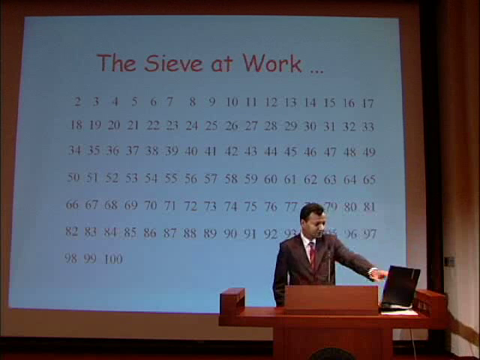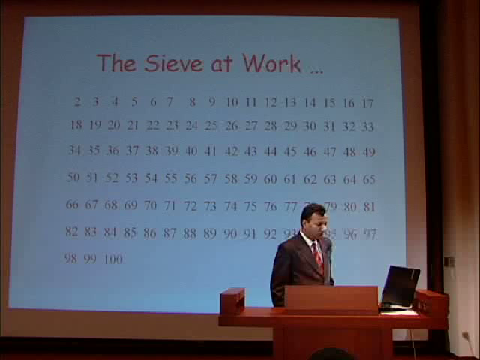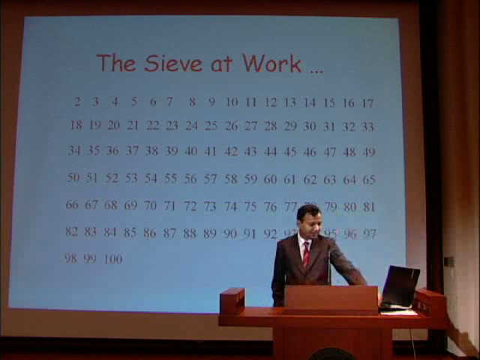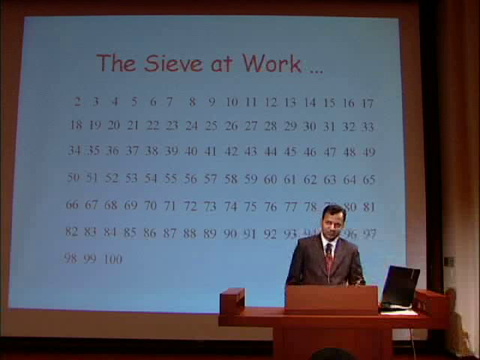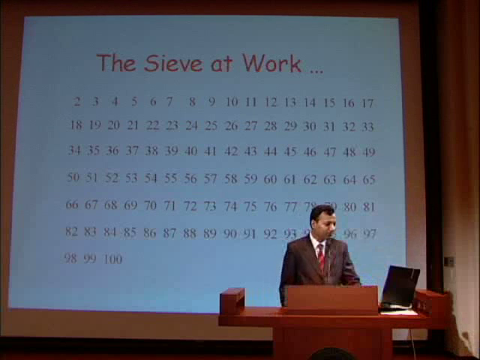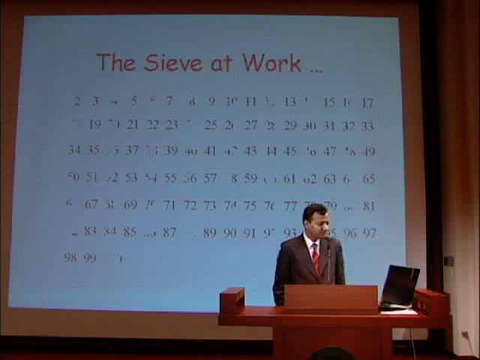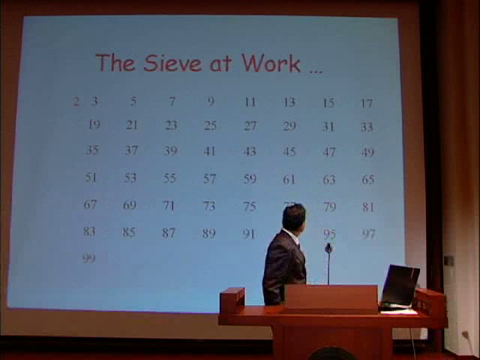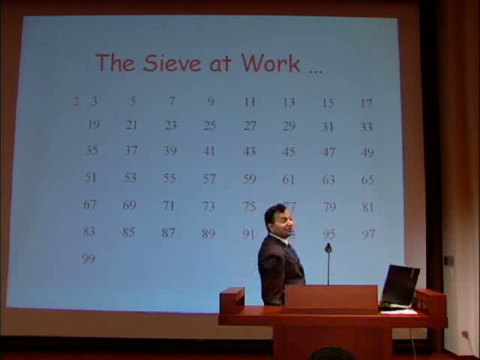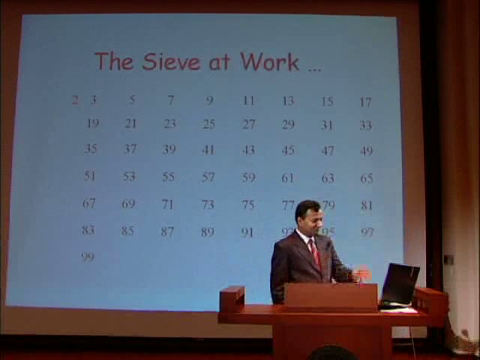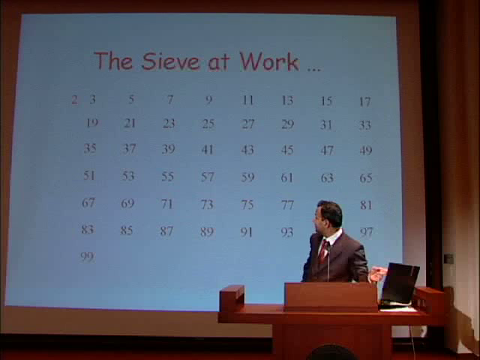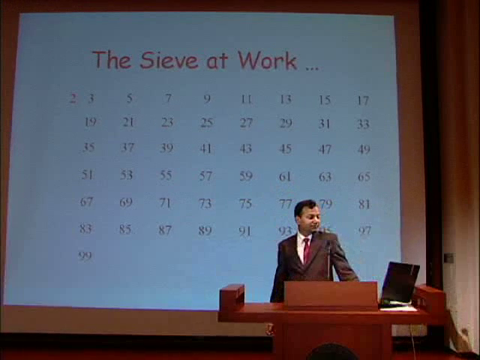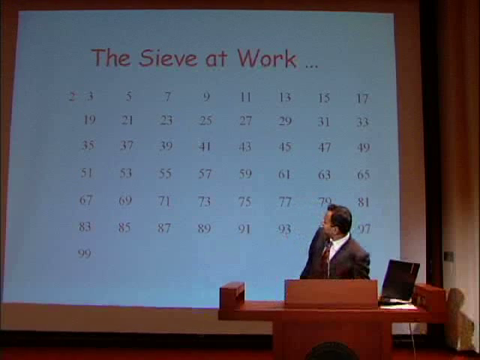So here are all the numbers between 1 and 100 written down in a nice order. The first number here is 2, which is prime, and let's cross out all multiples of 2. Okay, so they go out with a sound. So all the multiples of 2 are gone. We have these gaps there.